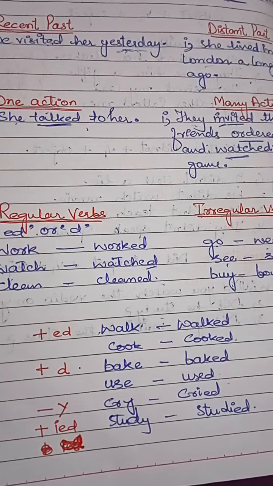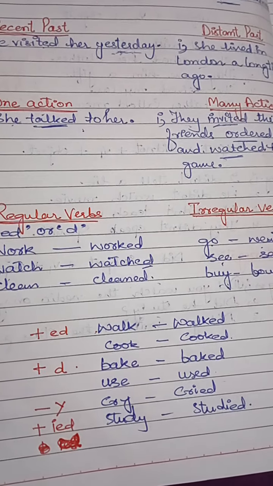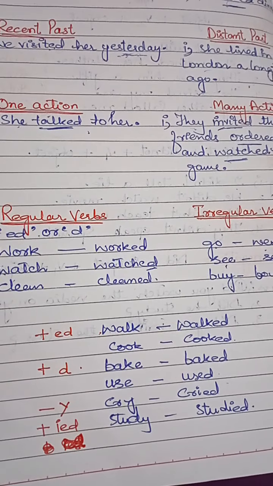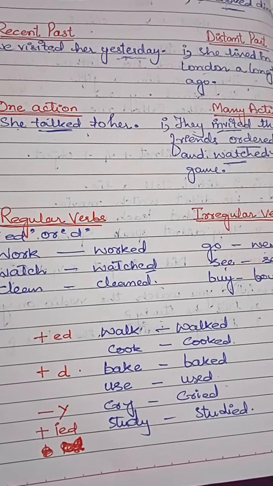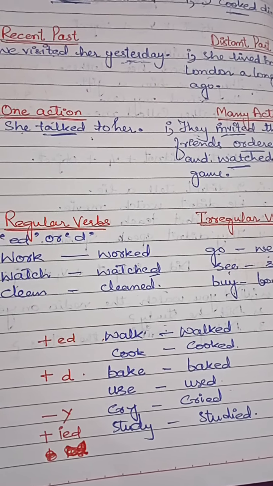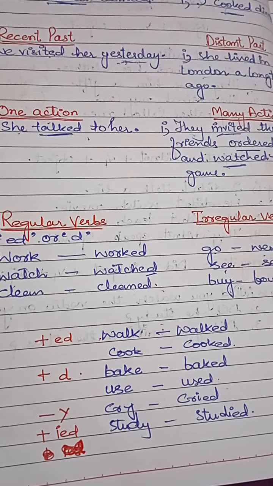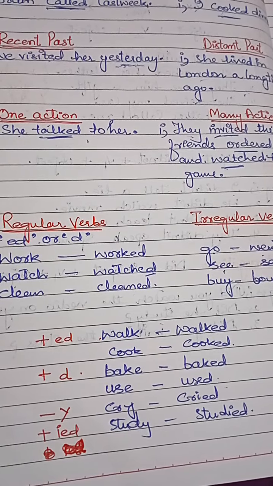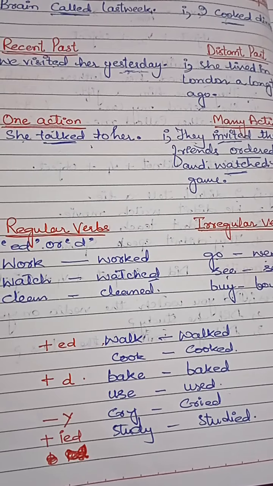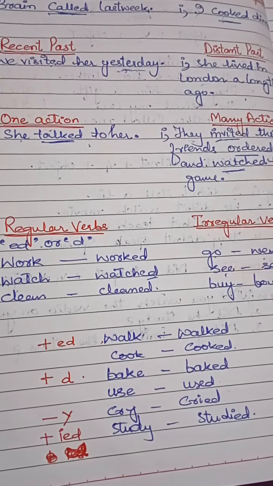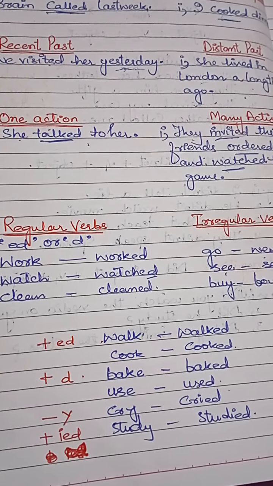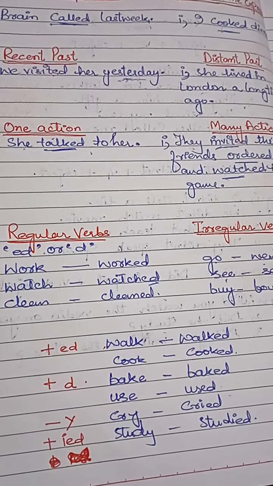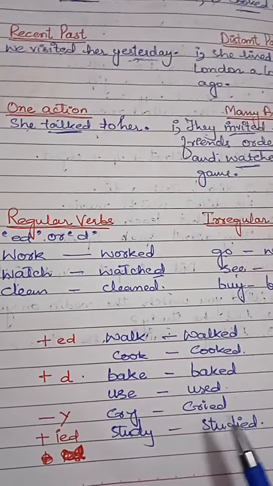Next, if you have a verb that ends with y and has a consonant before it, consonant means anything that's not a vowel. A vowel is a, e, i, o, u. So if you have a word that ends with y and has a consonant before it, then what you do is cancel the y and add ied, like you see here, cry, cried.